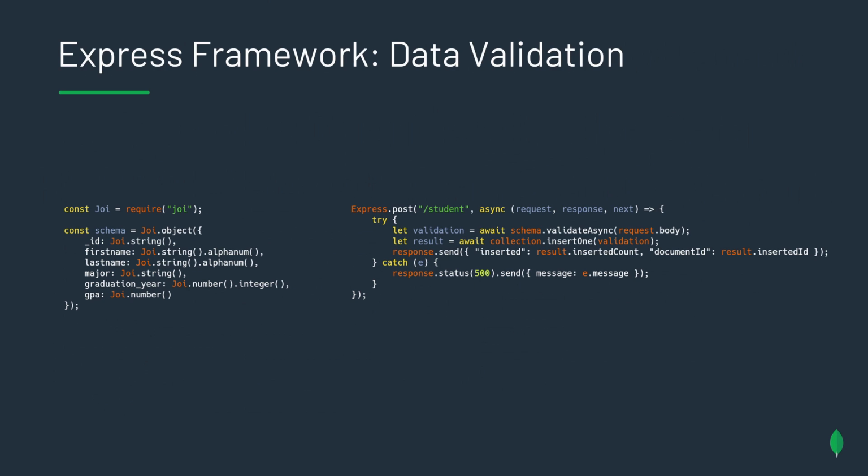As I was saying, graduation year might be a string. So what it's going to do, Joi is going to actually turn it into a numeric for us. And that's why I would use validation.